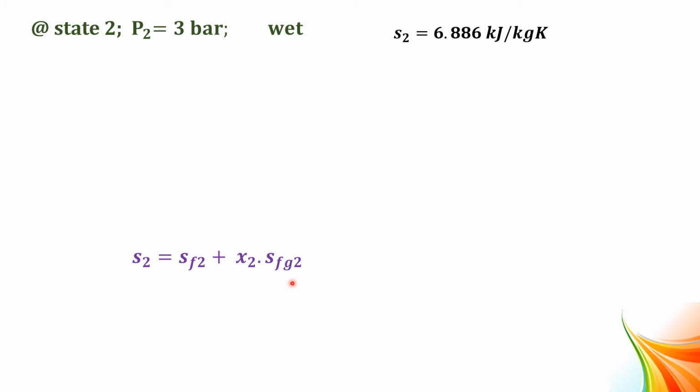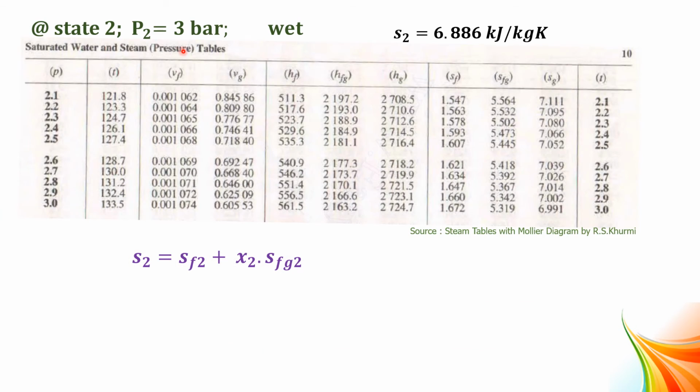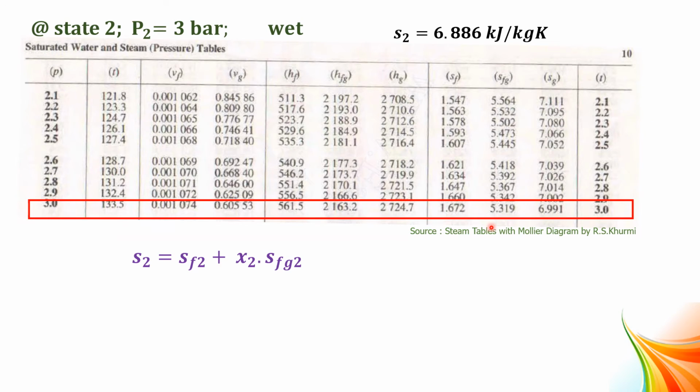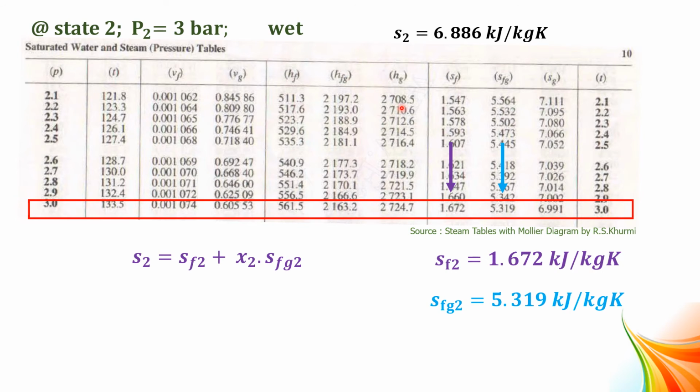SF2 and SFG2 values we can get from the steam table corresponding to a pressure of 3 bar. So from the steam table at 3 bar, I have to note down the values of SF2, which is 1.672 kilojoule per kilogram Kelvin, and SFG2 equal to 5.319 kilojoule per kilogram Kelvin. Now substituting the values of S2, SF2, SFG2 in the specific entropy equation, we get the quality of steam at the exit of the nozzle, X2 equal to 0.98.